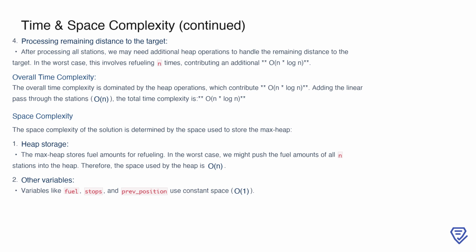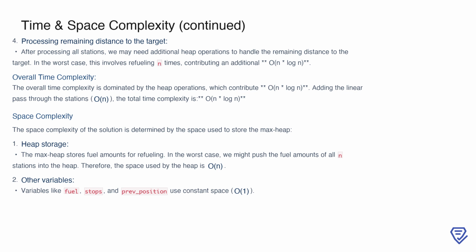After processing all the stations, we still need to evaluate the remaining distance to the target. If additional refueling is required, this might involve up to n more heap operations, each taking O(log n), contributing another O(n*log n) in the worst case. Combining these steps, the total time complexity of the algorithm is driven by the heap operations, which amount to O(n*log n). Adding the O(n) from the linear iteration through the stations, the overall time complexity remains O(n*log n).